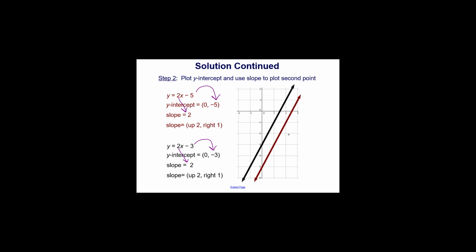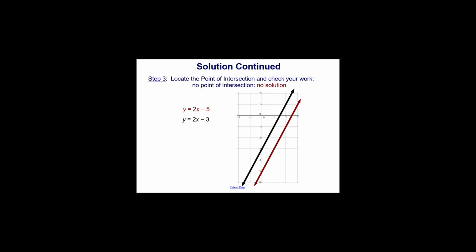Now you can see graphically that these are parallel lines. They have the same slope with different y-intercepts. So if we're trying to locate the point of intersection to check our work, we can't find a point of intersection. These lines are parallel, they have the same slope, they're never going to intersect, so our solution is no solution.